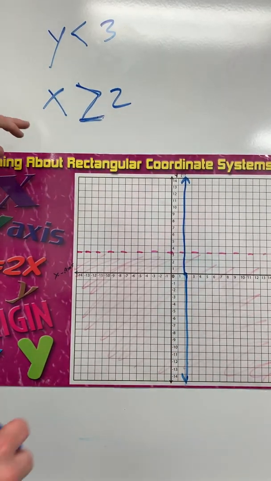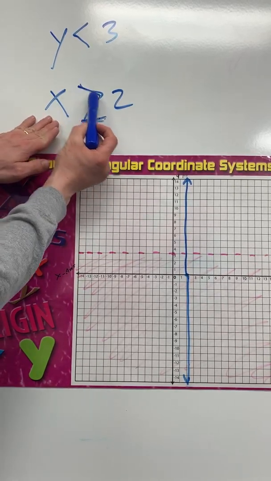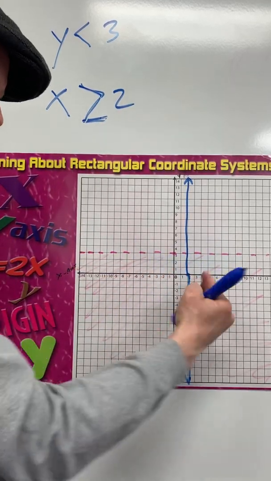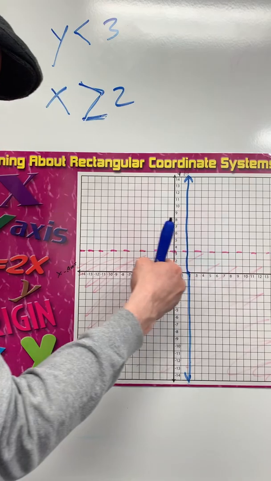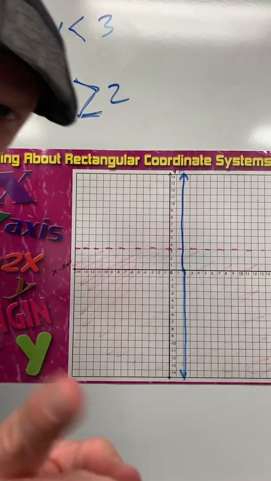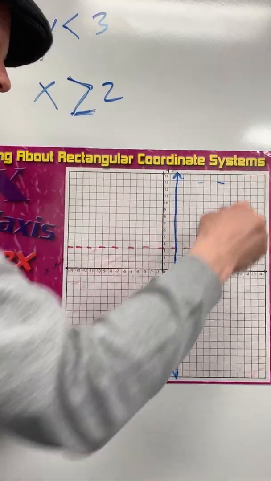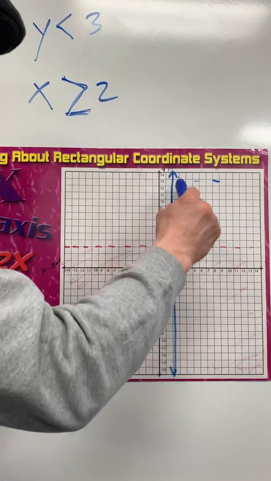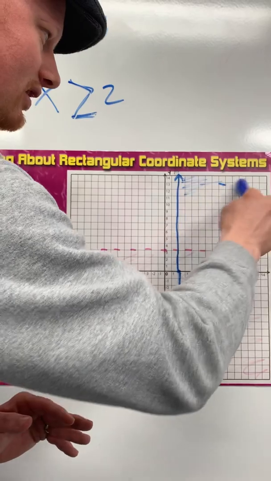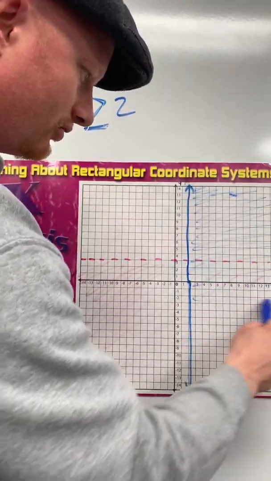Now, notice, now we're dealing with x, and it says that it's greater than. So that means, notice our numbers get bigger as we go this way, smaller as they come this way. So which one do you think? Greater than. You guessed it. It means we're going to shade everything on this side of that line because our numbers get greater and greater. So we're going to shade everything on the right side of that.